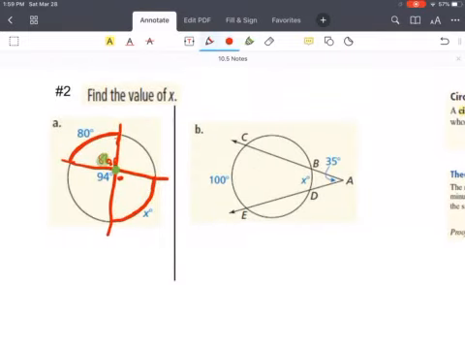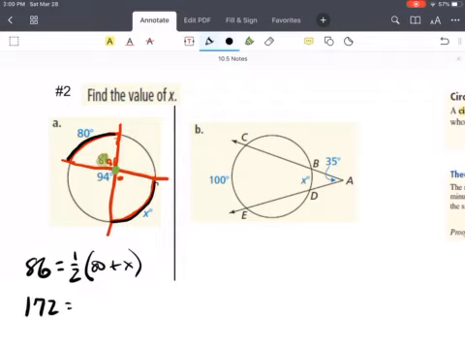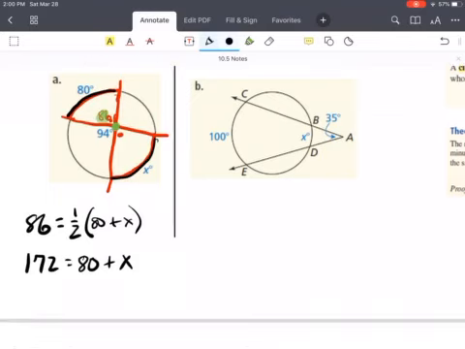So going back over to here, inside the circle, not the center, is 1/2 the sum of the arcs. So my angle of 86 degrees has to equal 1/2 of the one arc 80 and the other arc x. So I can get rid of the half right away, multiply both sides by 2, and then subtract the 80, and I'm going to get x is 92.